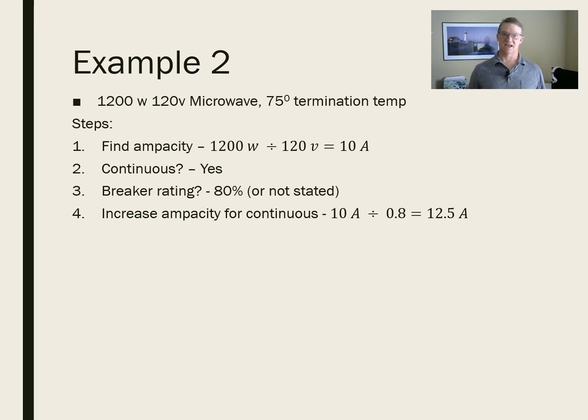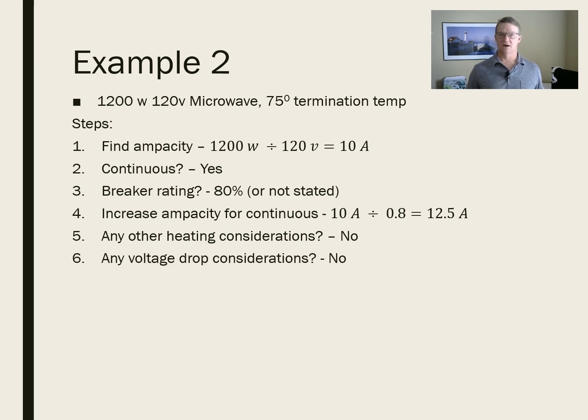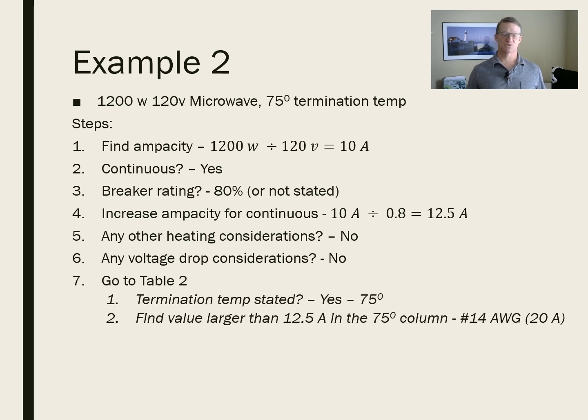This is the ampacity that I need to make sure I can maintain for my conductors, and this is the value I'm going to take to table 2. Are there any other heating considerations? In our case, no, they're not. Are there any voltage drop considerations? Not yet. We'll deal with that in a little while. Now we've answered all those questions, let's go to table 2. Since this circuit is rated for 75 degrees, we can use the 75-degree column.